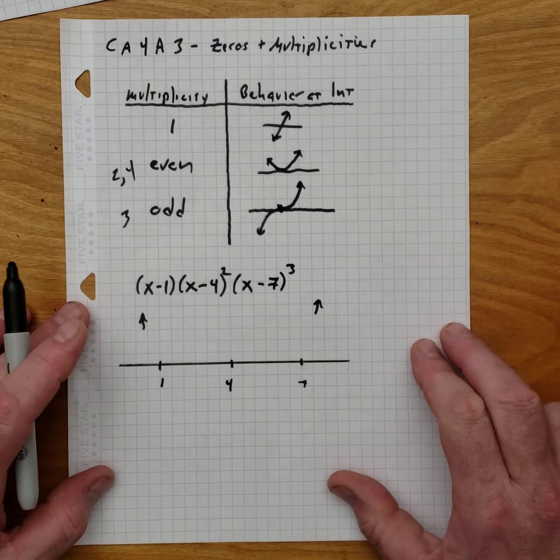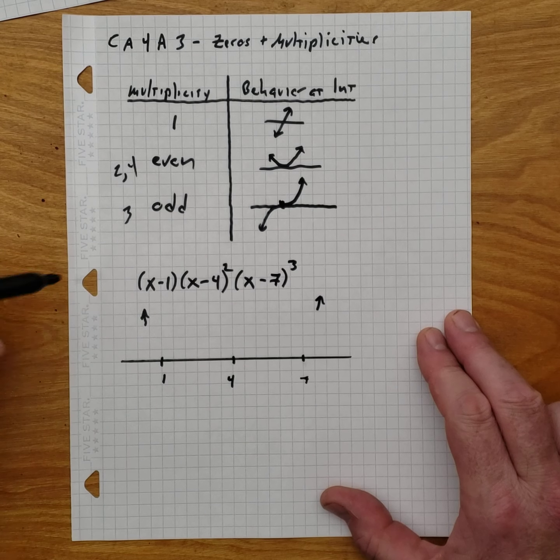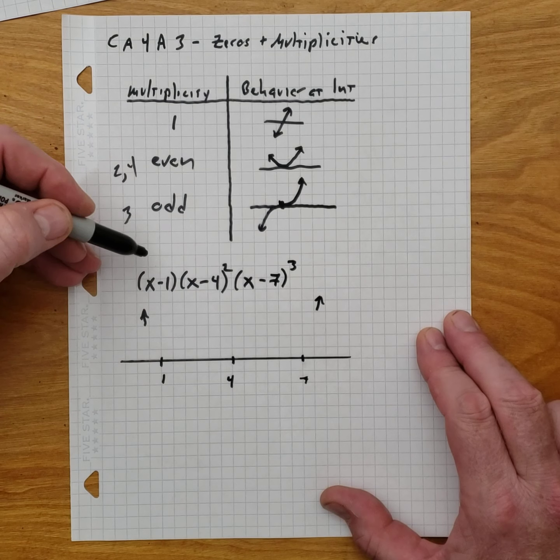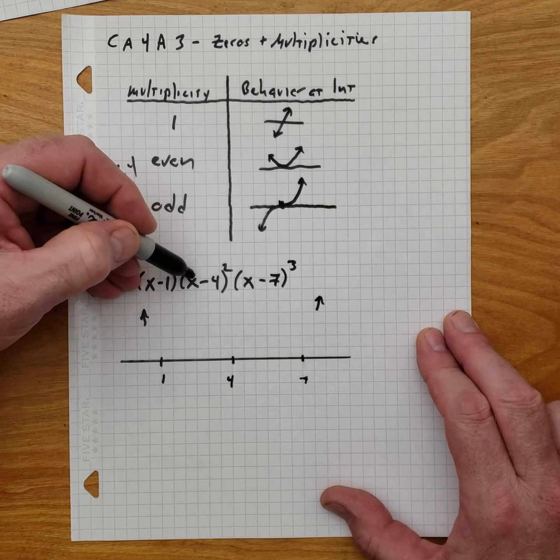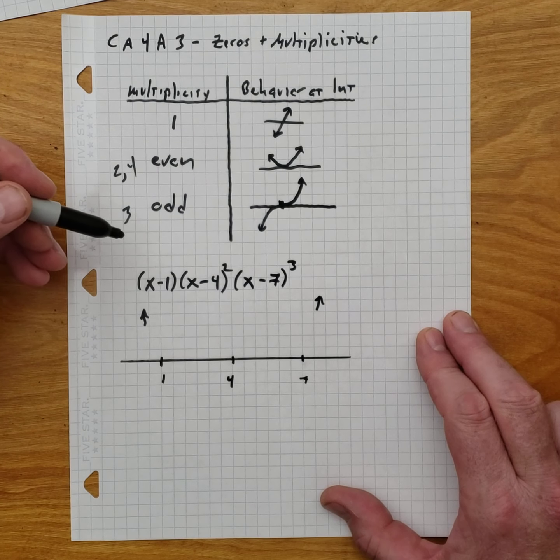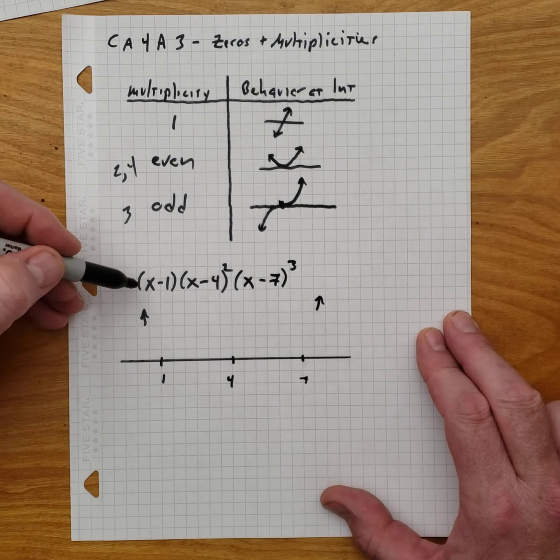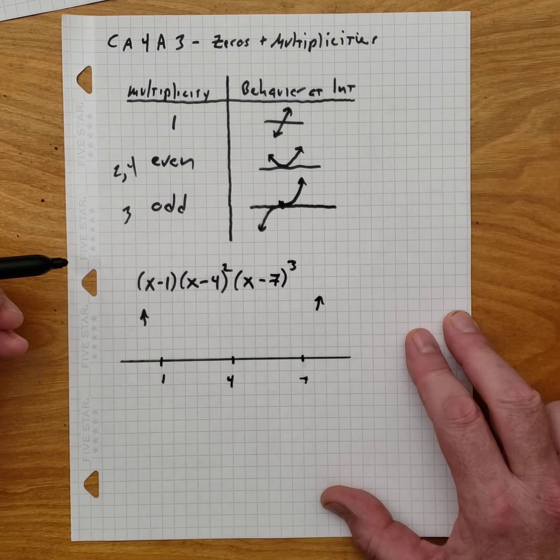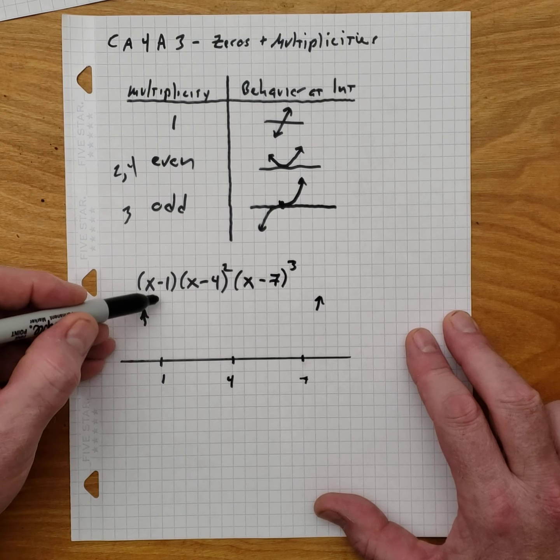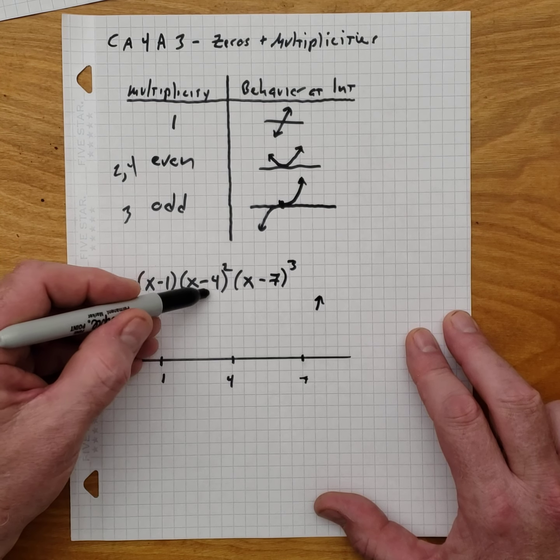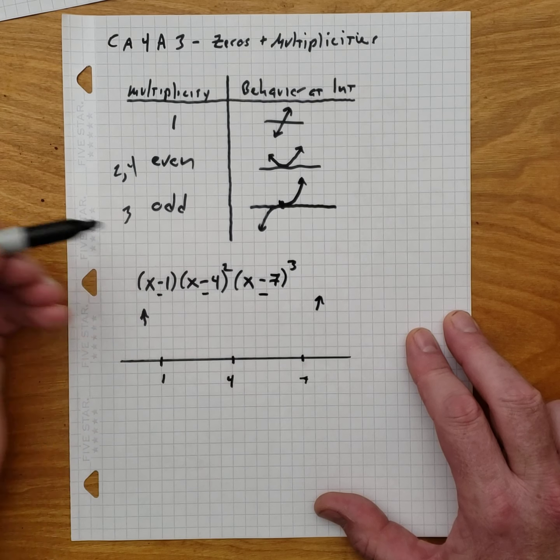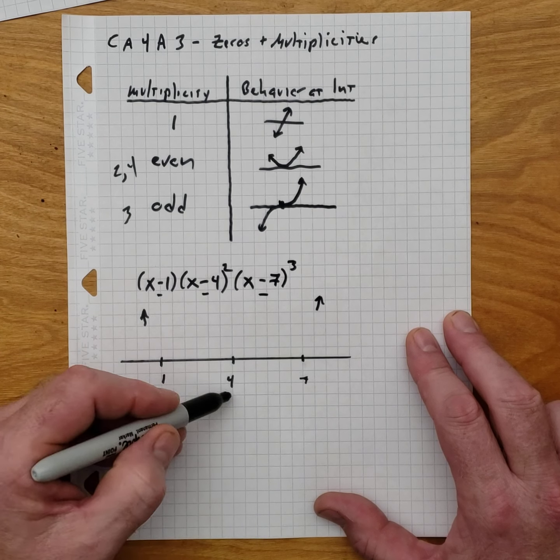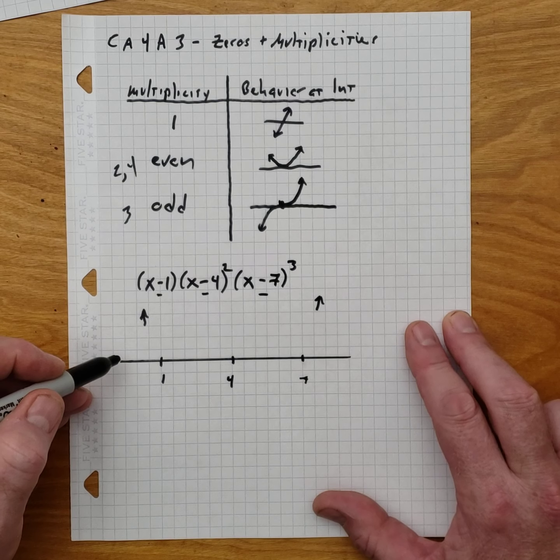Okay, let's look at how that works here. This graph, I know if I multiplied this all out, I'd have x times x squared times x cubed, which is x to the 6th, and the first term would be positive. So I know my end behavior. Both ends are going to go up. And I know it's going to cross the x-axis at positive 1, positive 4, and positive 7. Okay, so I've drawn the 1, 4, 7 on the x-axis there.